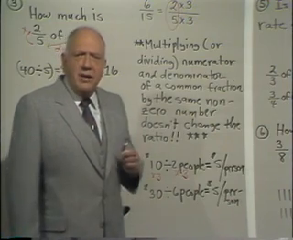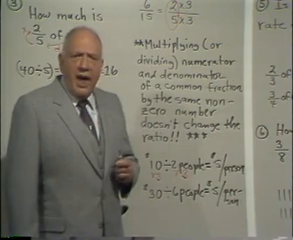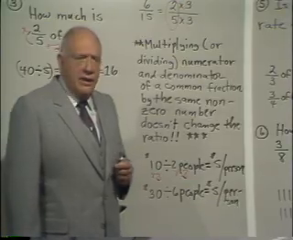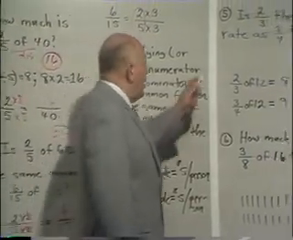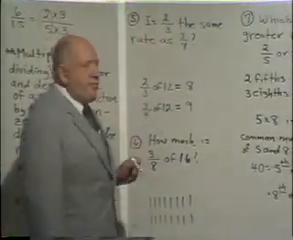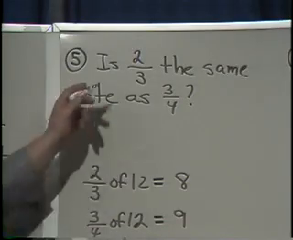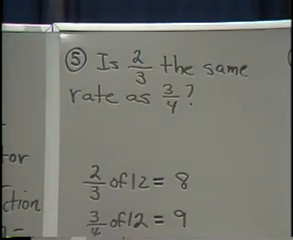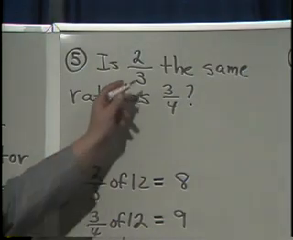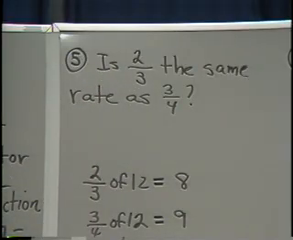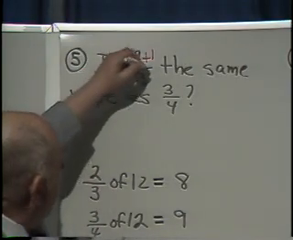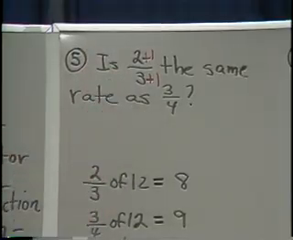No, it has to be multiplication or division. And to show you this more dramatically, let's do the next problem. Is 2 over 3 the same rate as 3 over 4? In other words, is 2/3 the same rate as 3/4? And before I do that problem, I want to show you how 3/4 and 2/3 are related. After all, if I added 1 to both the numerator and the denominator of 2/3, wouldn't I get 3/4?